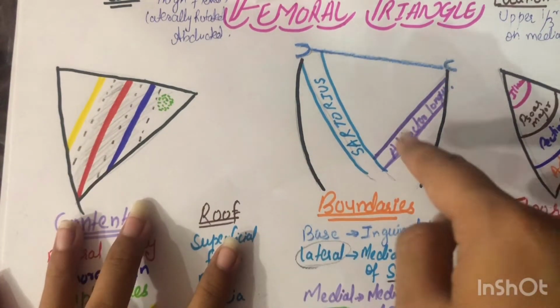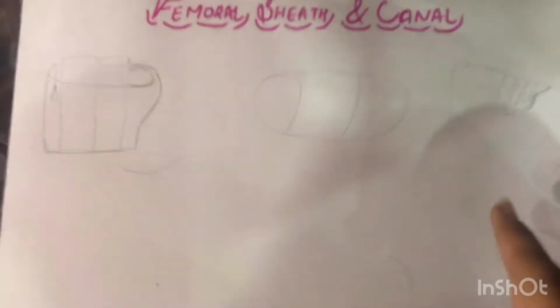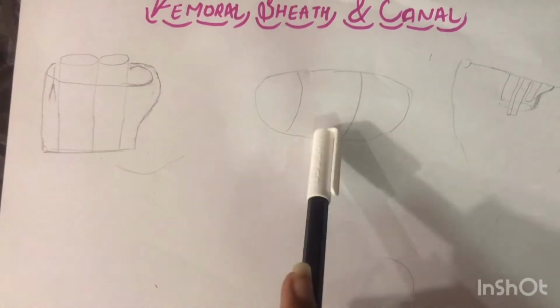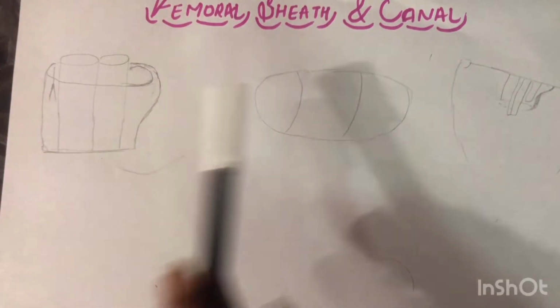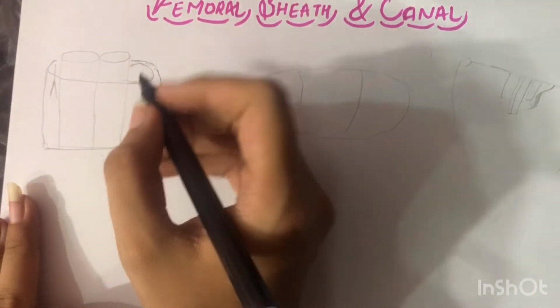So in the last video we talked about the femoral triangle, and in this video we will learn about the femoral sheath and the canal. So without wasting time, let's get started with the video. First we will draw the femoral sheath and the femoral canal, and then we will move onwards. So here I am drawing the first diagram.